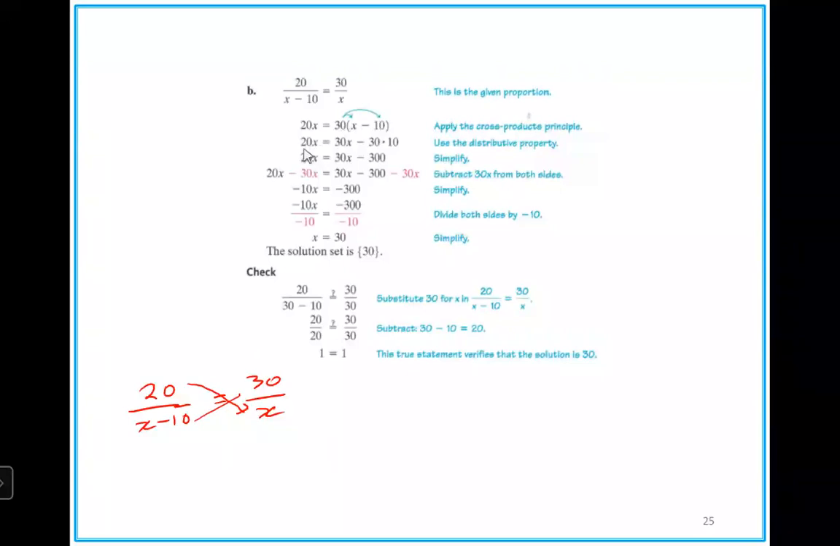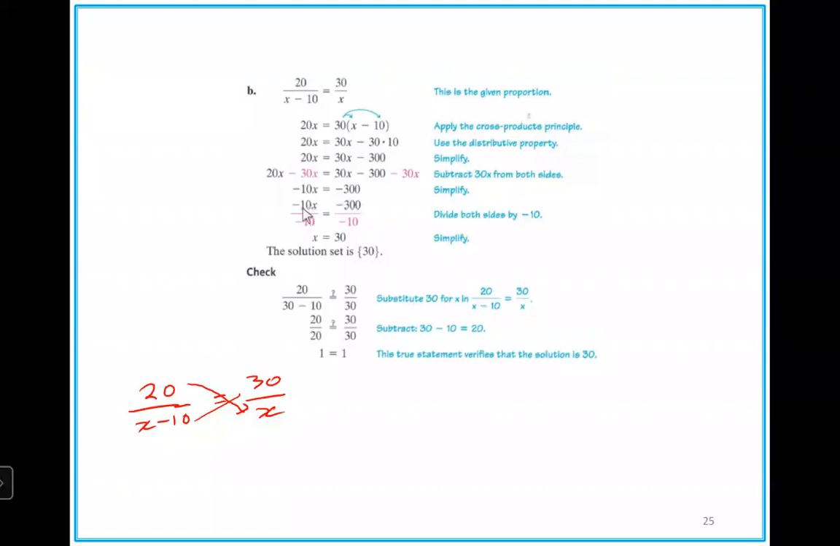So once you do that, then you could go ahead and remove brackets. Now 30 times x is 30x, 30 times 10 gives you 300. So 20x equals 30x minus 300. So they brought the 30x to the left-hand side. So 20x minus 30x. You subtract the 30x here, so you end up with negative 10x equals negative 300.